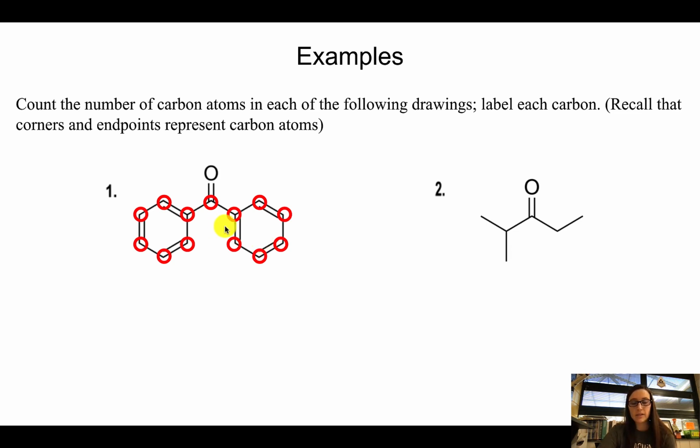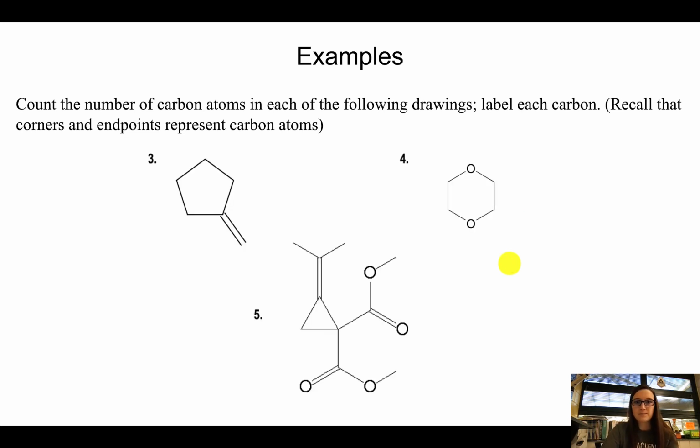13 carbon atoms. Example 2, we take a look at this. Again, every endpoint and corner represents a carbon atom. Here again, we have a double bond to an oxygen, so this is an oxygen, not a carbon. So we have 1, 2, 3, 4, 5, 6. We circle each of these, 1, 2, 3, 4, 5 in this long chain, and then 6 is here. So example 2 has 6 carbons.